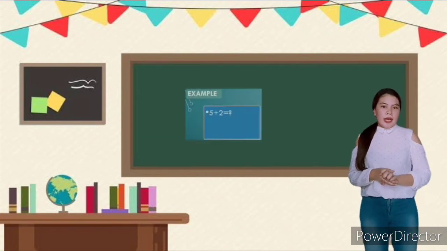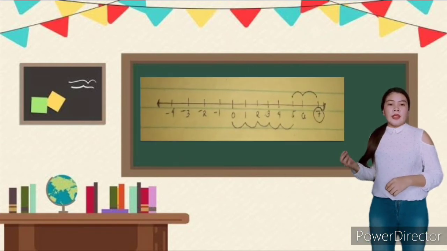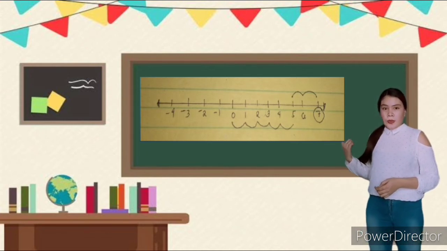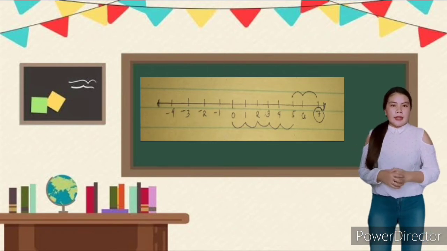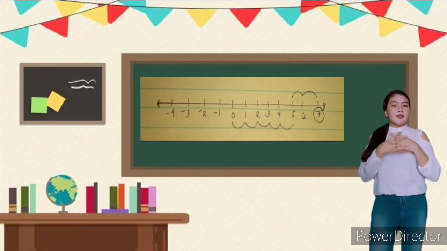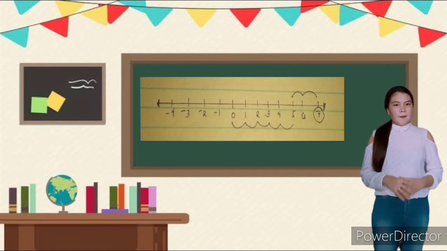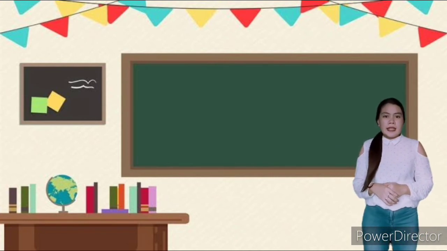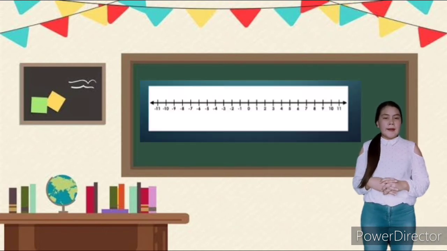Okay, example. If asked to add 5 and 2, we would start by moving to the number 5 on the number line, exactly 5 units to the right of 0. Then, we would move 2 units to the right. Since we landed 7 units to the right of 0 as a result of this movement, the answer must be 7. Understand?